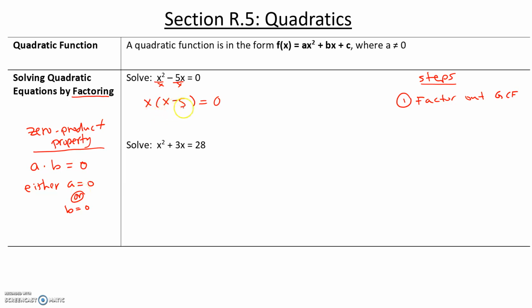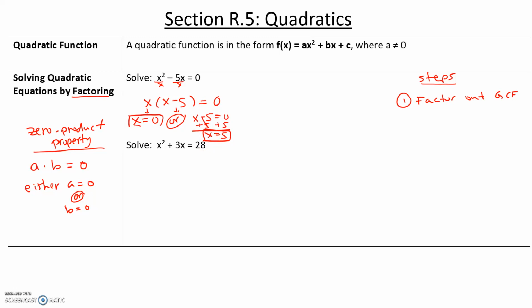So if x times (x - 5) is equal to 0, then either x must equal 0 or x - 5 must equal 0. So x = 0, that's already solved. That's one solution. x - 5 must equal 0, so if I add 5 to each side, I get x = 5.